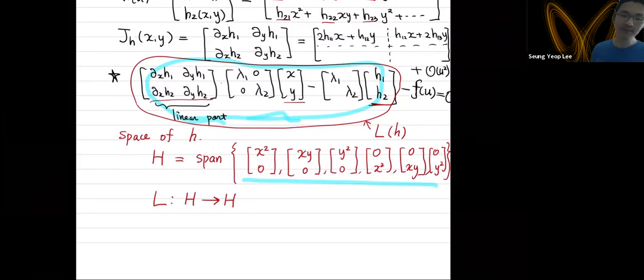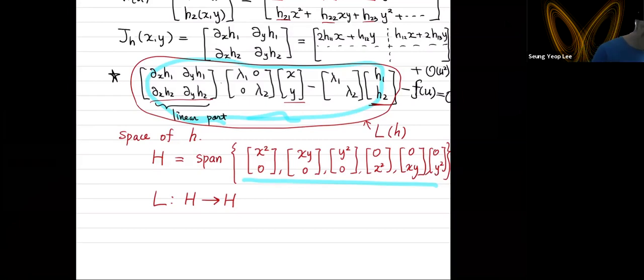So if this mapping is onto H, if you can produce any element in capital H, then it means we can choose H such that we can cancel F of U, right? But if you cannot, then there's a non-trivial leftover that we cannot cover by the image of L. Those non-trivial leftovers can be the normal form that we cannot get rid of by the change of variables. So that's what we want.